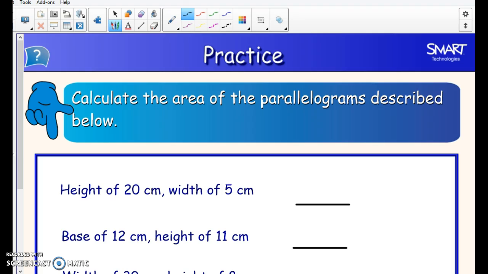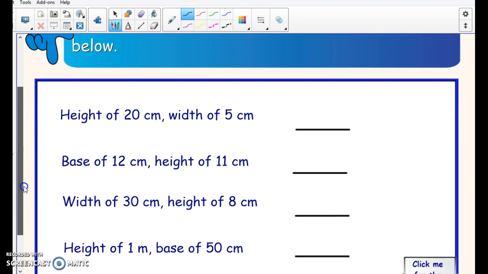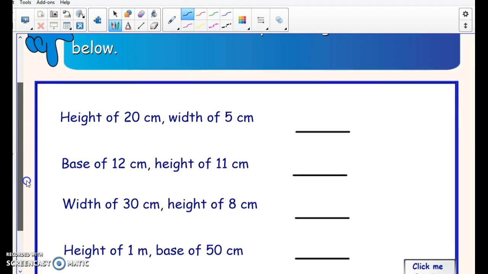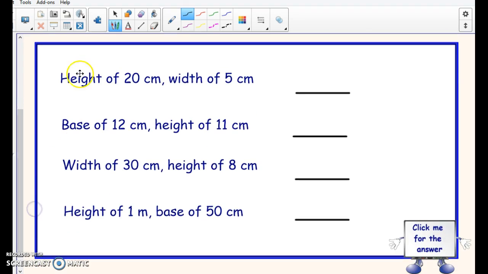Some more examples, just if they write it out as problems and you don't have a picture, I would still always like to draw a picture. But these are just some different examples. So if I have something with a height of 20 centimeters and a width of 5 centimeters, well, 20 times 5 is going to give us 100 centimeters squared.